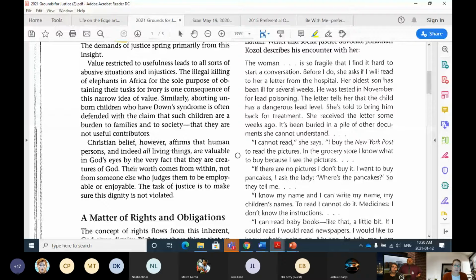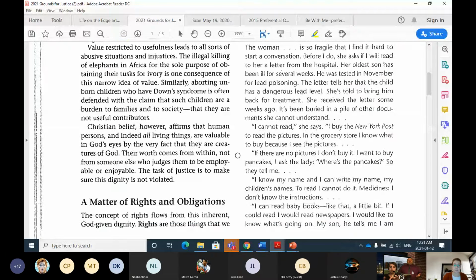Their worth comes from within, not from someone else who judges them to be employable or enjoyable. The task of justice is to make sure this dignity is not violated. So remember, we're on the topic of human dignity again.